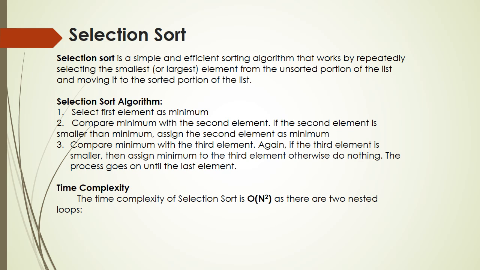Select the first element as the minimum element. We assume that the first element is the minimum element. Compare the minimum element with the second element. If the second element is smaller than the minimum, assign the second element as the minimum element. Now compare the minimum with the third element. Again, if the third element is smaller, then assign minimum to the third element. Otherwise, do nothing. The process goes on until the last element. The time complexity for selection sort is order of n square.